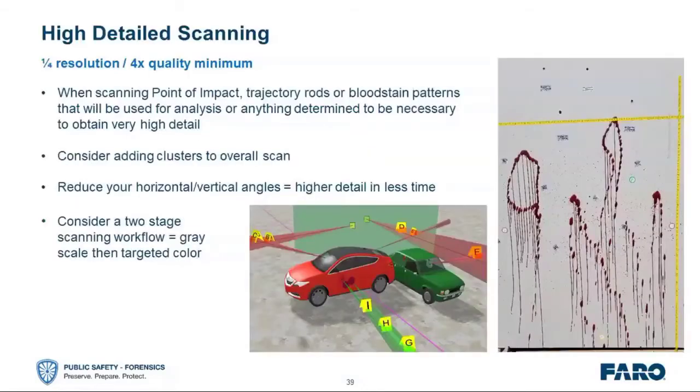And moving on to high detailed scanning, there are some times that we need to document, maybe it's trajectory rods, maybe it's blood stain because we're going to do an analysis, or maybe it's a point of impact on the vehicle. When scanning these, when you come to that area, make sure you're using your 1/4 resolution and 4 times quality at a minimum. If you're using trajectory rods without spheres, you'll want to make sure that you are at a 90-degree angle for the rods.